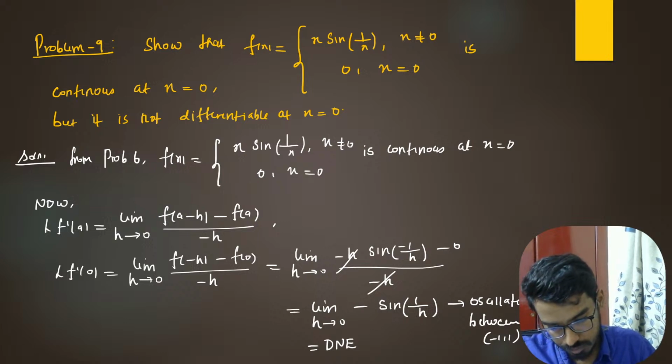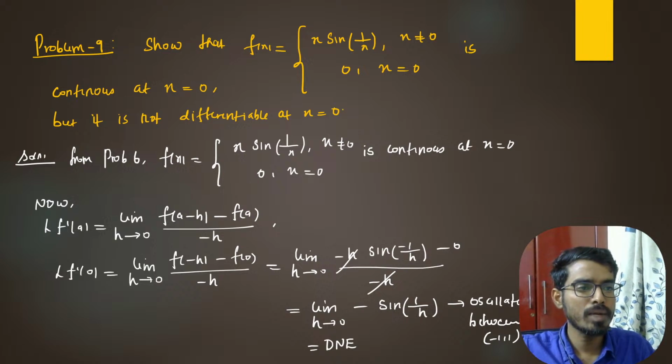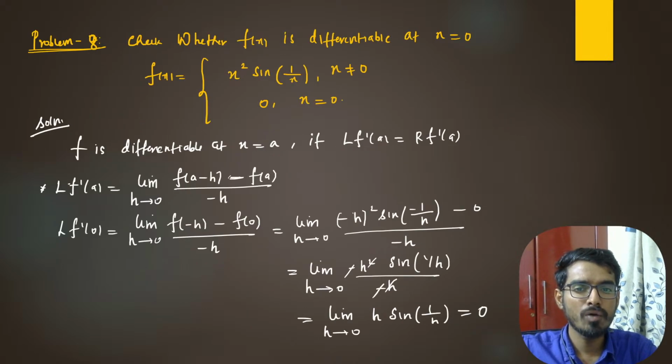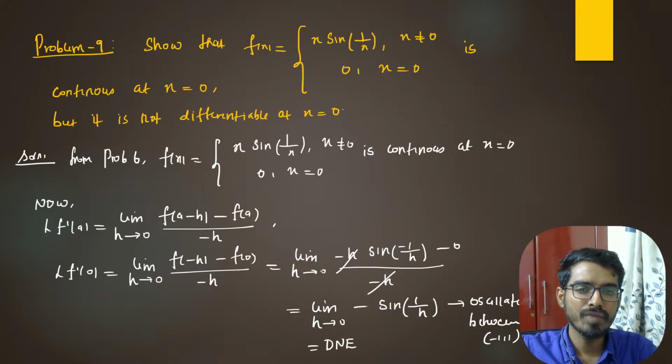Next problem. So I'll give you many exercise problems in your Telegram group, right? Many similar problems are there, I don't want to do all the problems. There are many similar problems where you have to find L of f dash of a and R of f dash of a. You have to say whether it is equal or not equal. If it is equal, it is differentiable. Not equal, not differentiable. I don't want to do all the problems.